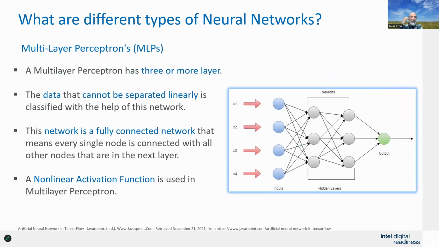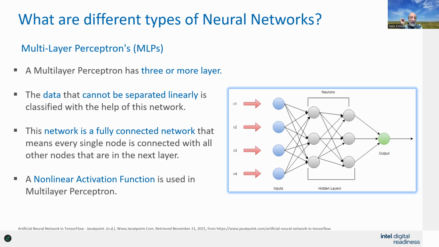Then we get into the multi-layer perceptrons, and this usually has 3 or more layers, meaning at least one hidden layer. It says data cannot be separated linearly and it's classified with the help of this network. It's a fully connected network. That means every single node is connected with all other nodes in the next layer. And all the diagrams that we've been looking at so far are basically that.